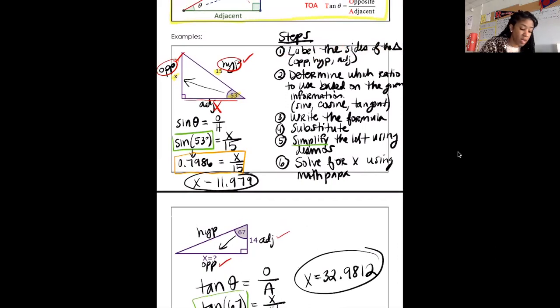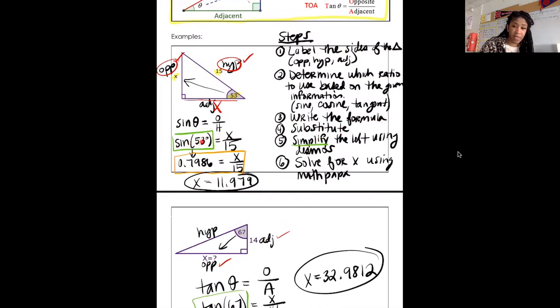Keep these steps in front of you, and follow them. Label the sides of the triangle just like we've been doing, and determine which ratio you have based on the given information. If you only have the opposite and hypotenuse, you're using sine. If you only have the adjacent and hypotenuse, you're using cosine. If you only have the opposite and the adjacent, you're using tangent. Write the formula, substitute what you have into your formula, and simplify the left.